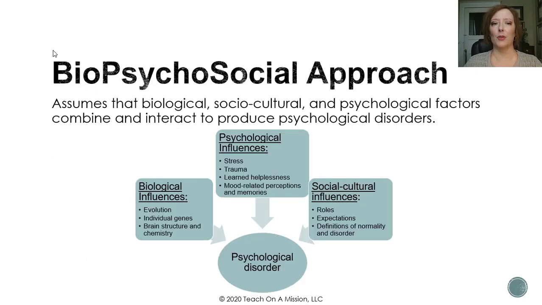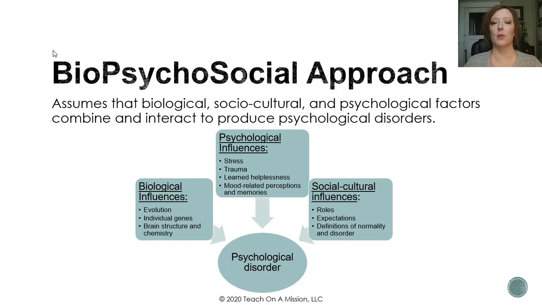The biopsychosocial approach assumes that biological, sociocultural, and psychological factors combine together and interact to produce psychological disorders. And this should be a little bit of a review for you. From the biological influence, we are looking at evolution, individual genes, brain structure, and chemistry.